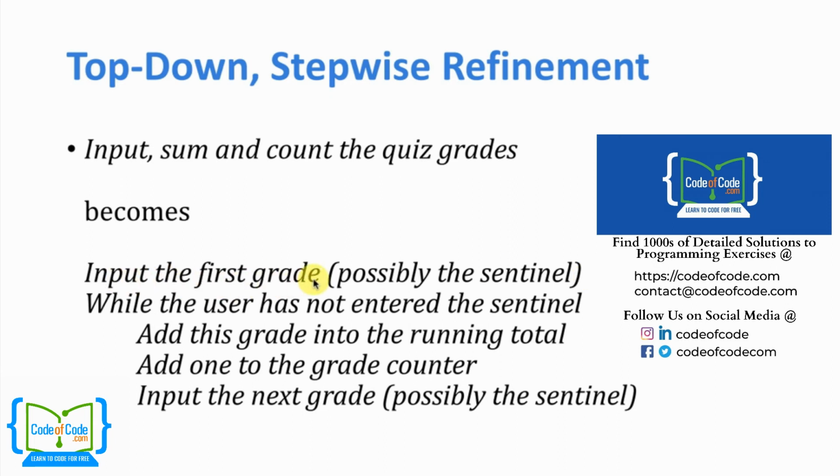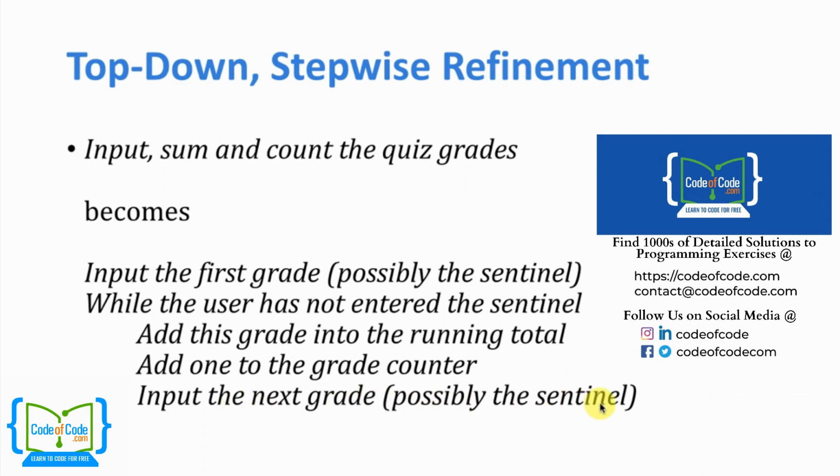So that's why we put possibly the Sentinel in parentheses here. Now, once we've read in that first grade, we are going to do a loop in which we figure out whether that grade is the Sentinel value or not, and if it's not the Sentinel, then we're going to take that as a valid grade and add it to the total. We're going to add 1 to our grade counter because now we have a valid grade to process, and then in Sentinel-Controlled iteration or repetition, the last thing you do in the body of the loop is get the next value, the next grade in this case.